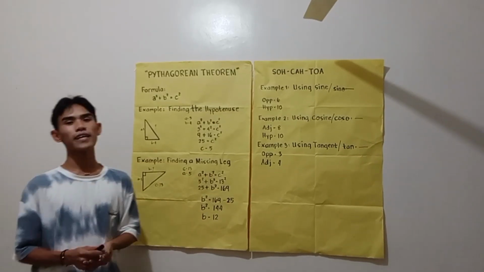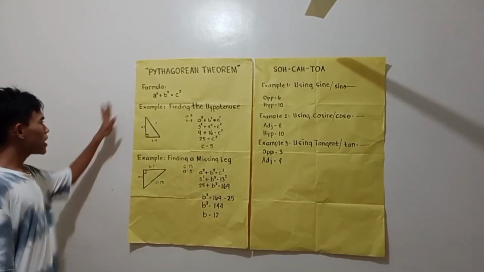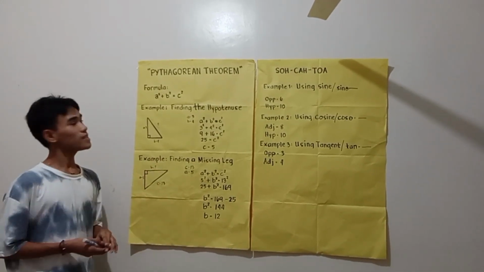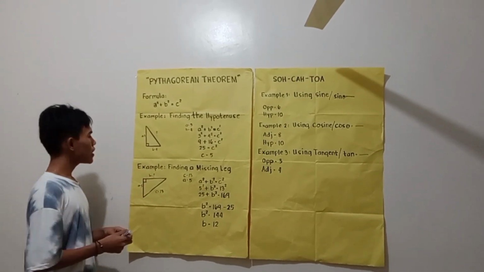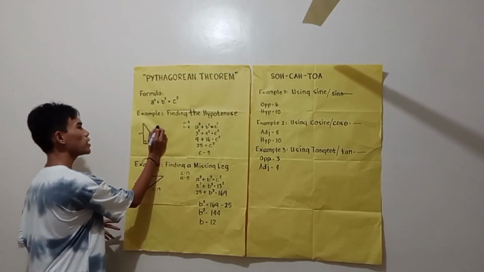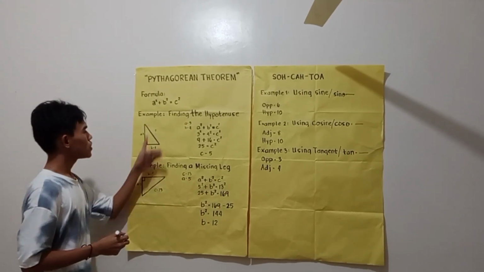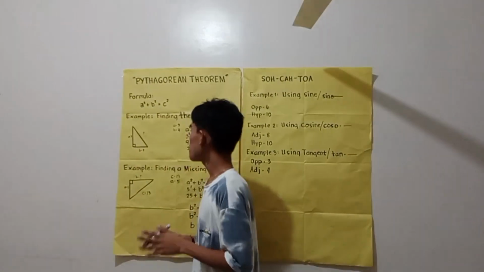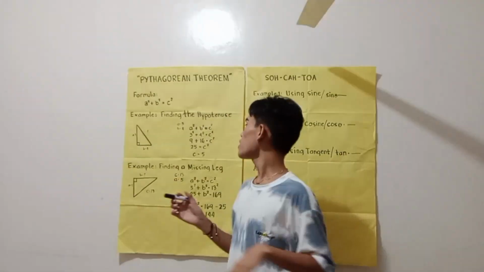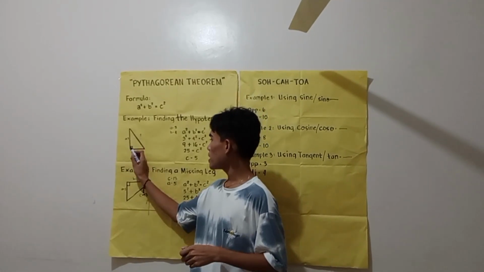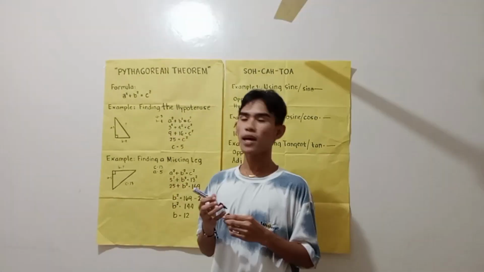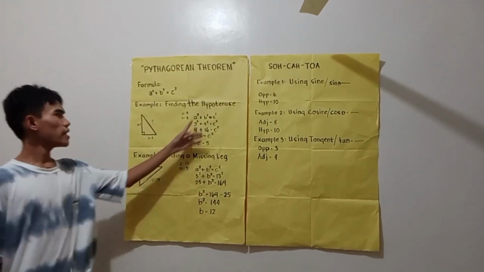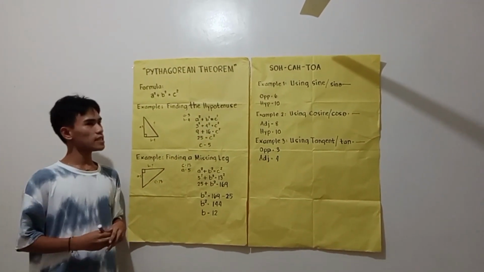First, we have to find the hypotenuse. Here I have illustrated the first triangle, where I have given both sides: a is equal to 3 and b is equal to 4. We're going to find the value of the hypotenuse, which is this. To identify the hypotenuse in a right triangle, it is the side facing the 90-degree angle. So copy the formula here: a squared plus b squared is equal to c squared.